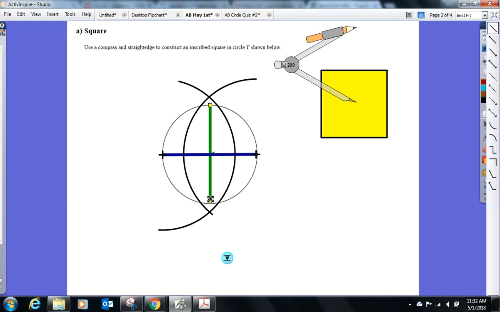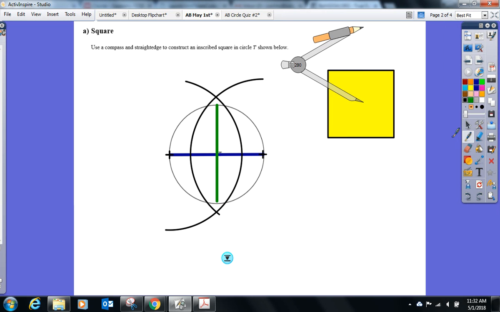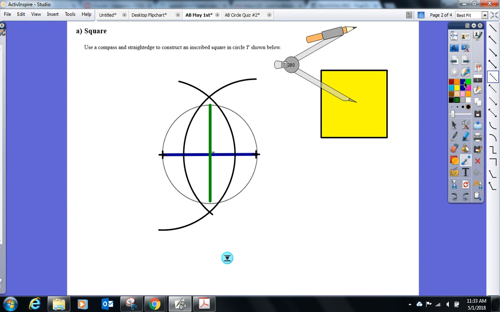If it is a diameter, hopefully it goes through T. Do you have four congruent arcs? Can you draw on their chords now? Where would I draw my chords?